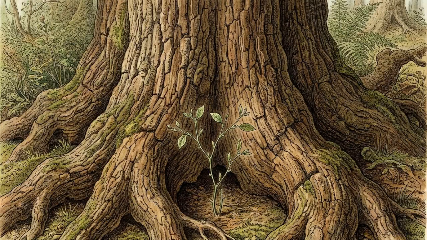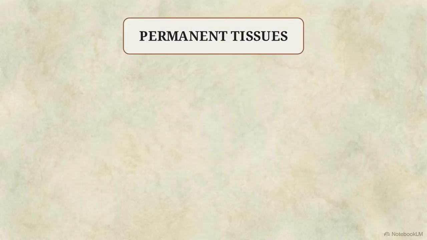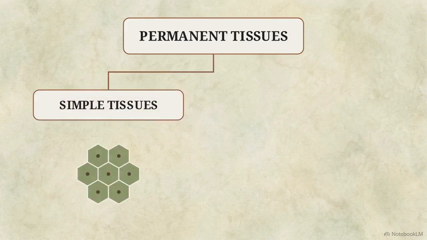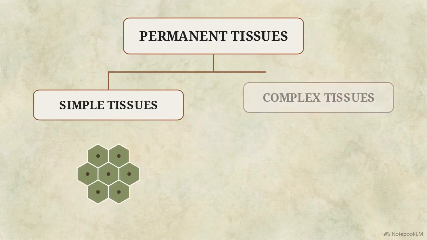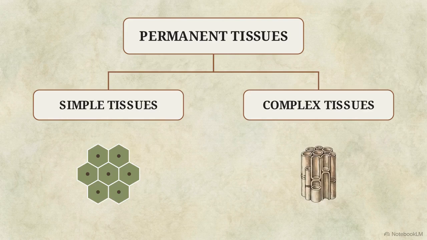Primary meristems build the plant's initial vertical scaffolding. Secondary meristems arrive later, layering on the immense thickness and strength required to survive for decades. Once cells lose that ability to divide, they enter the permanent tissue category. We break these down into simple tissues, which are composed of only one type of cell, and complex tissues, which use multiple cell types working together, like the xylem and phloem pipelines.